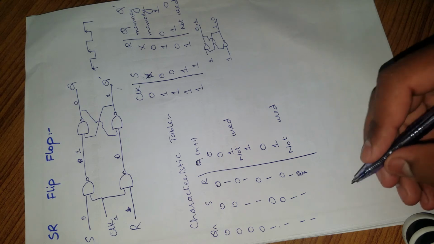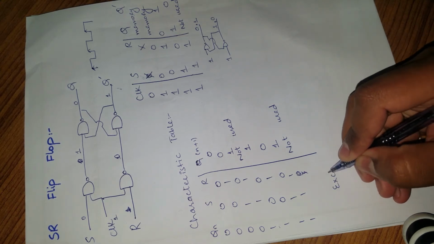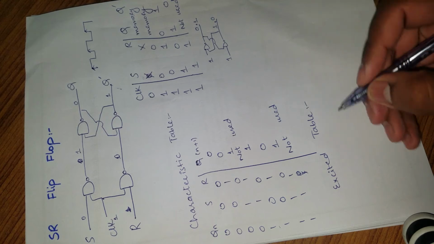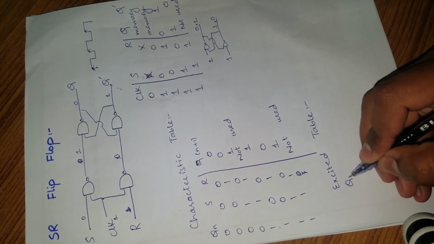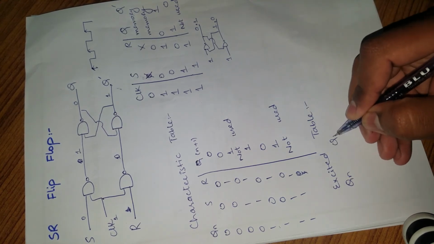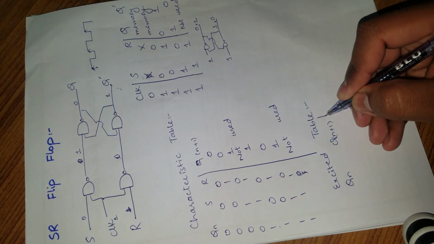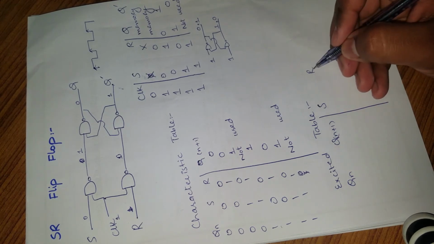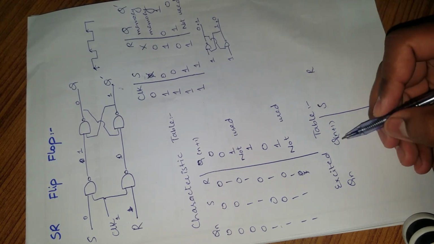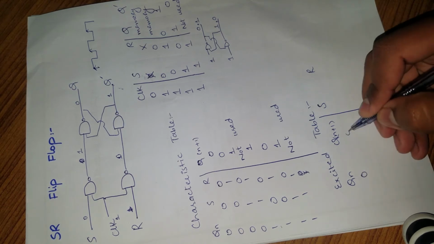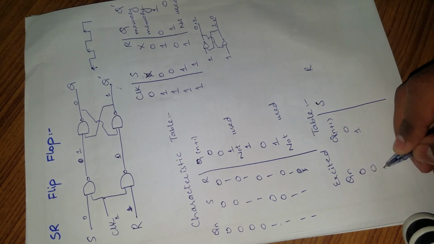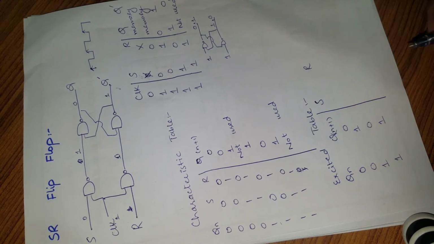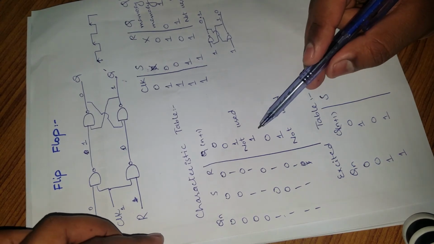Now we can make the excitation table of this flip-flop. How do we make the excitation table? We have the input, previous state and next state, and we have to find the combinations of the two inputs which we can give to get this output. We have this output, and the user asks what combination we should give to get this output. We will take this from the characteristic table.